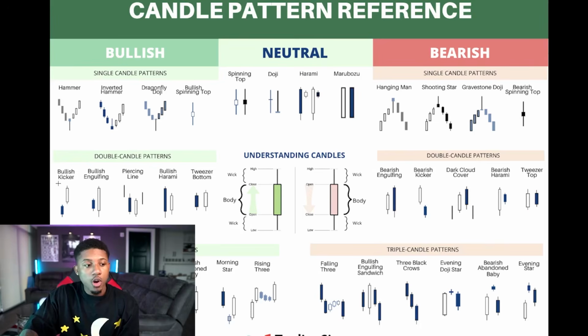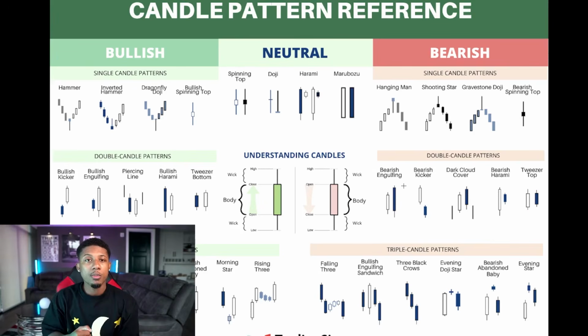A few of which are bullish kickers, which I personally love. Bullish and bearish engulfings, I absolutely love. And then you also have tweezer bottoms, which I don't use as much. So the main ones from the double candle patterns that I personally like are bearish and bullish engulfings, and bearish and bullish kickers. So what is the best way to study and master these particular candlesticks?